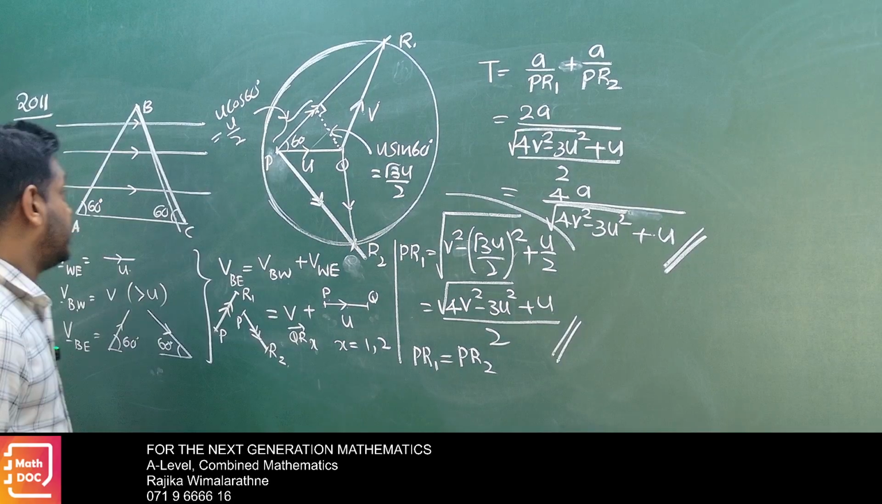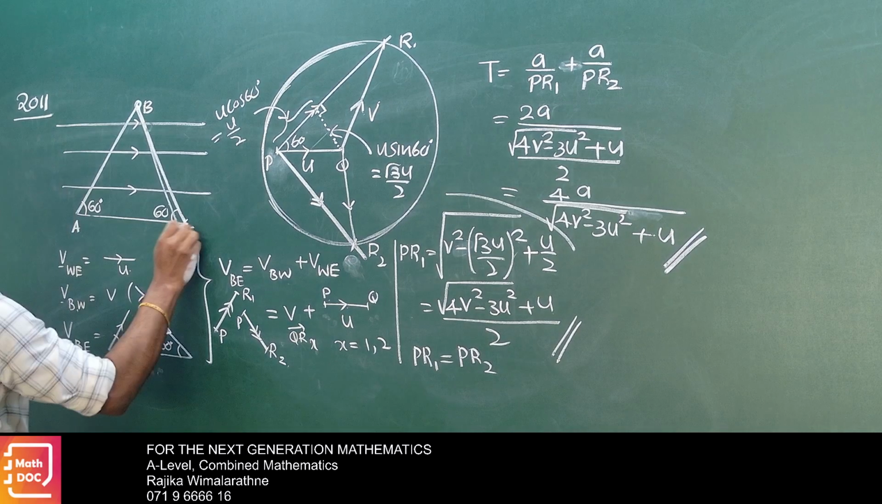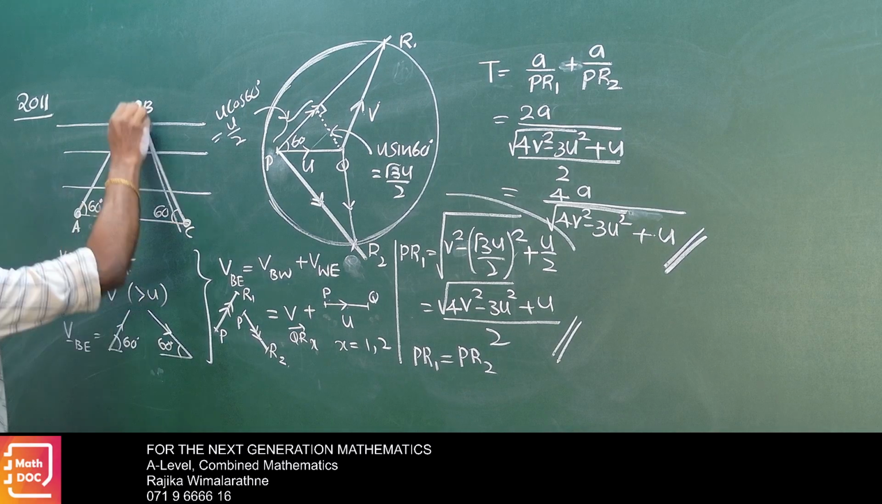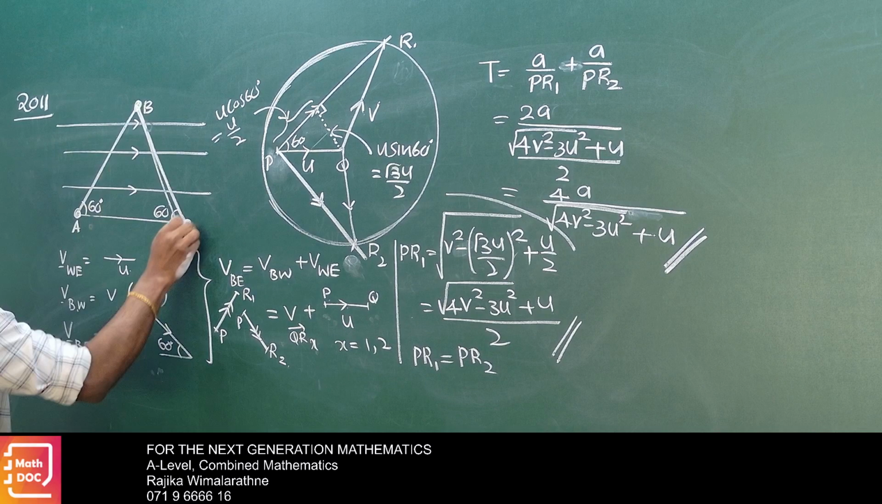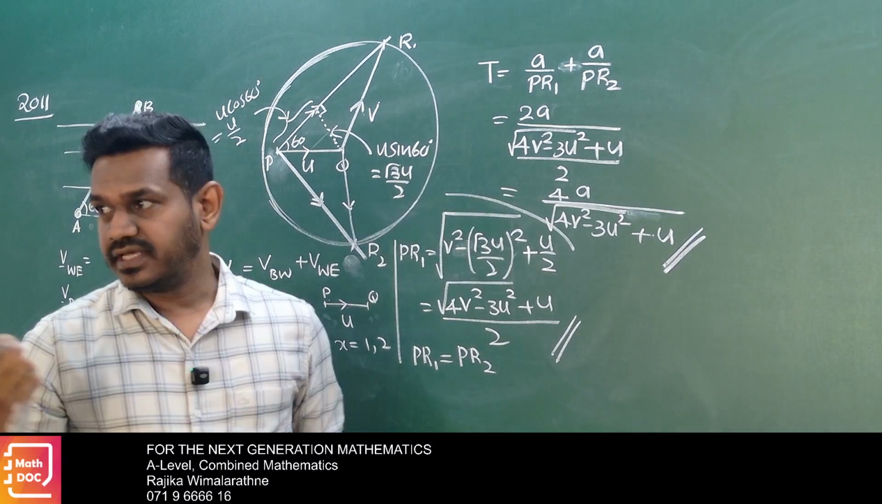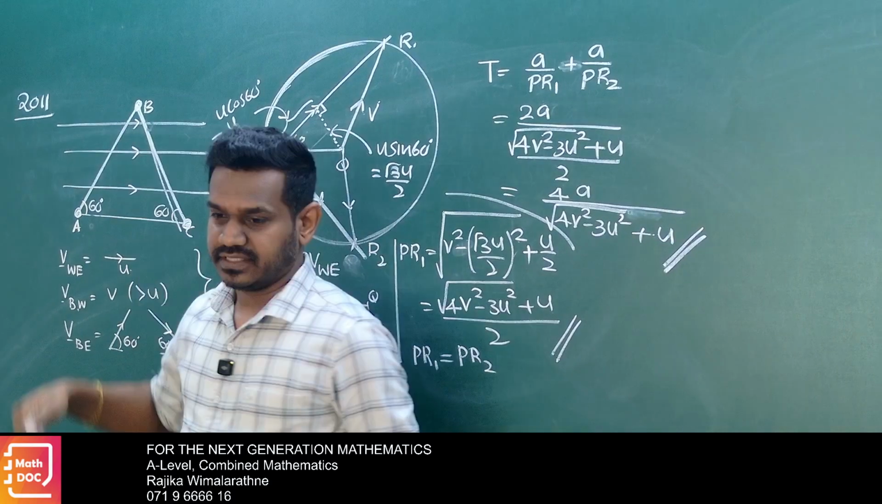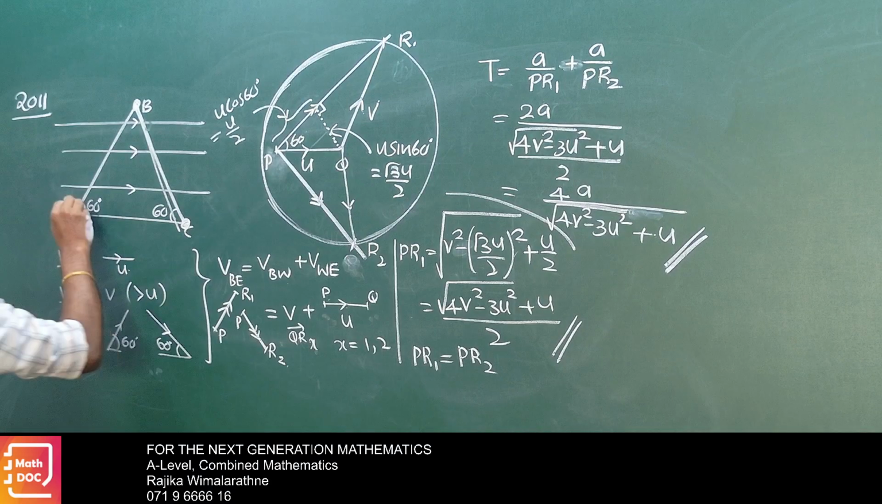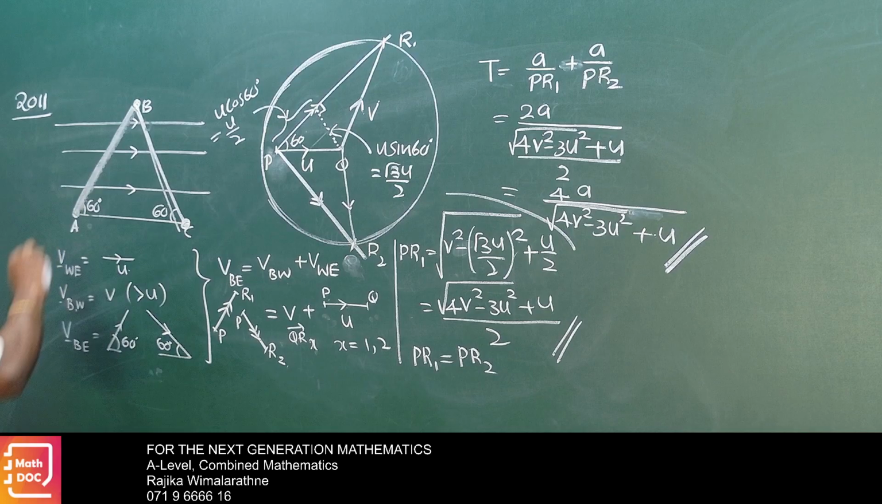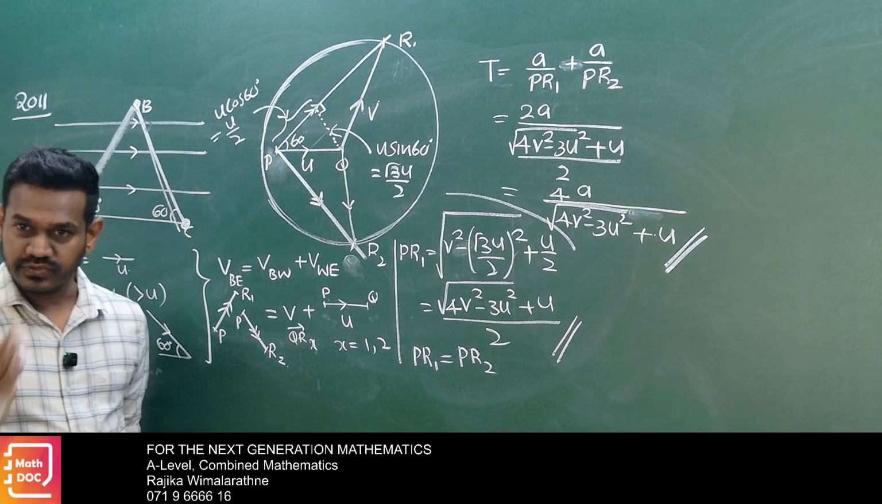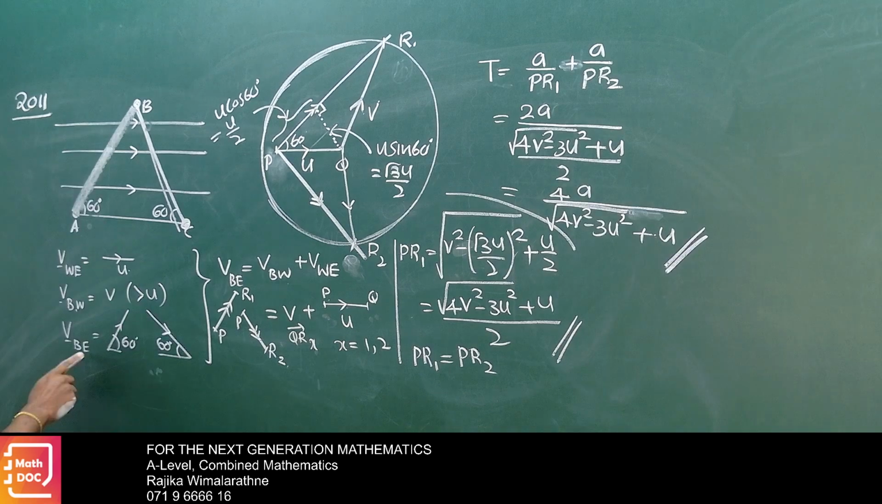Here A, B, C are light towers, no? They are placed on the ground. That means A, B, C points are on the earth, no? Then the bird is moving A to B. Bird moving A to B means with respect to earth, not with respect to wind. He moves along AB. That means with respect to Earth.